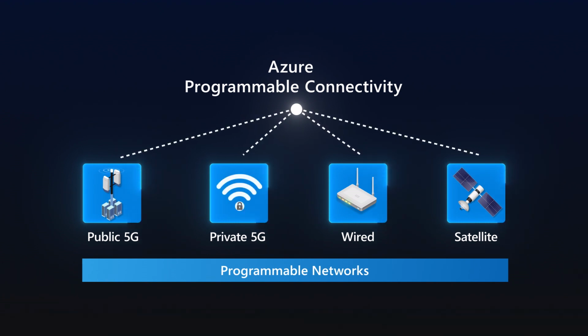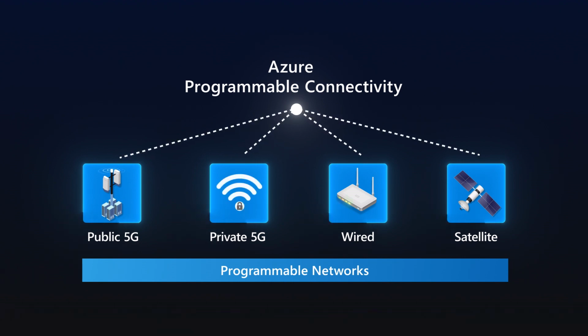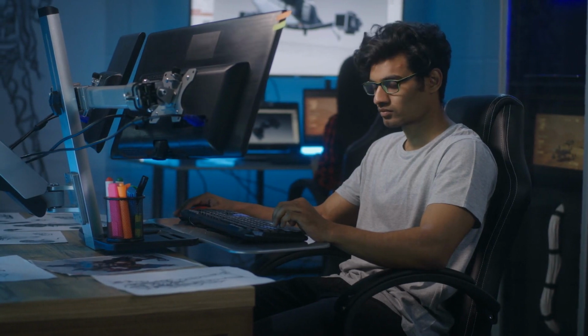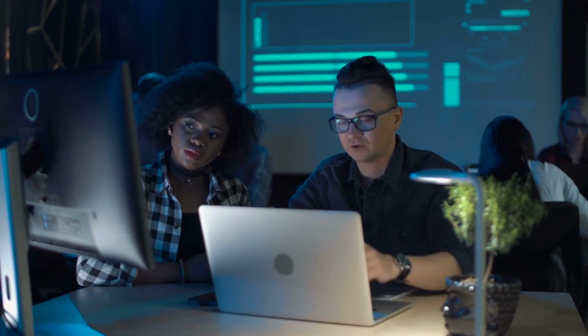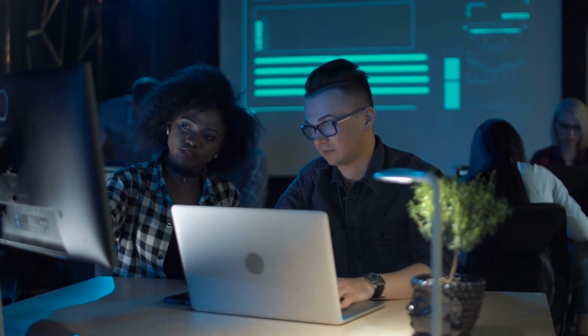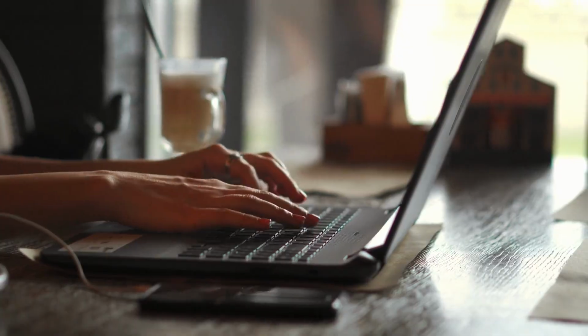Azure Programmable Connectivity is a network-agnostic platform that creates one unified way to interact with multiple networks: public and private 5G, satellite, and wired. Azure Programmable Connectivity makes network APIs accessible to developers with a consistent and transparent experience, using the same tools they are used to when developing applications in Azure.